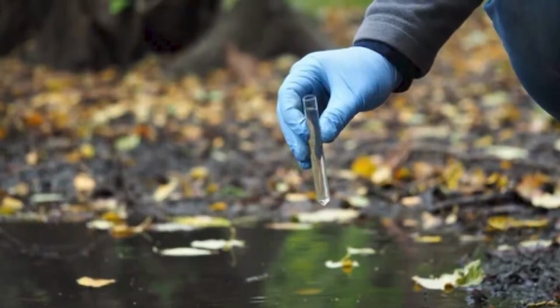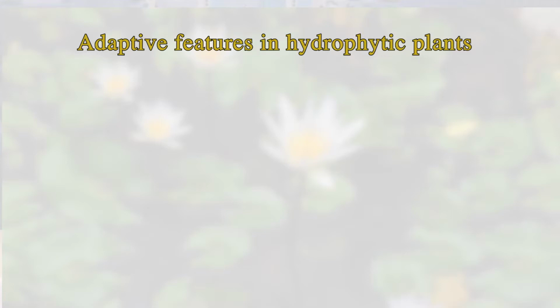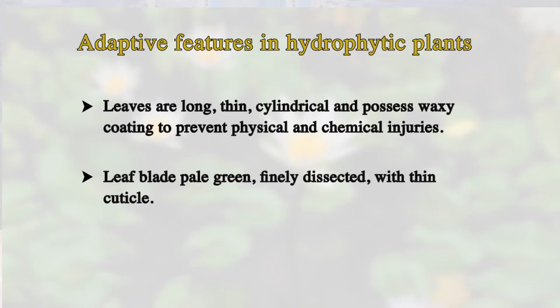Hand gloves must be used to avoid contamination. We observe the following adaptive features in these plants. Leaves are long, thin and cylindrical and possess a waxy coating to prevent physical and chemical injuries. Leaf blade is pale green, finely dissected with thin cuticle.